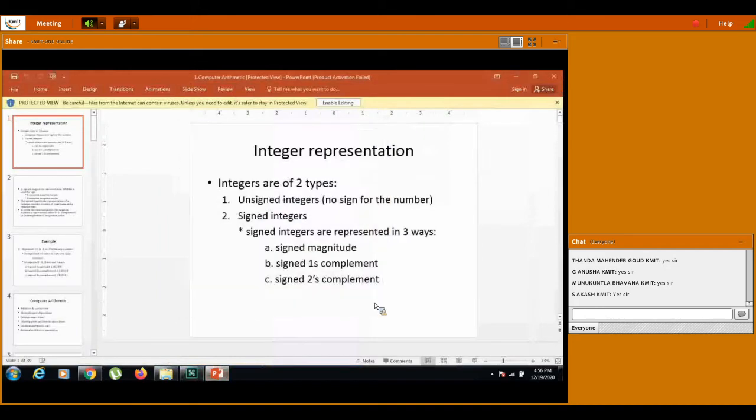Yes. So in unit 2, we are going to see integer representation. In integer representation, you mainly have 2 types: unsigned integers and signed integers. Unsigned means no sign for the particular number. And the signed integers are represented in 3 ways: signed magnitude, signed 1's complement, and signed 2's complement. Already we have seen this. What is 1's complement? 2's complement.